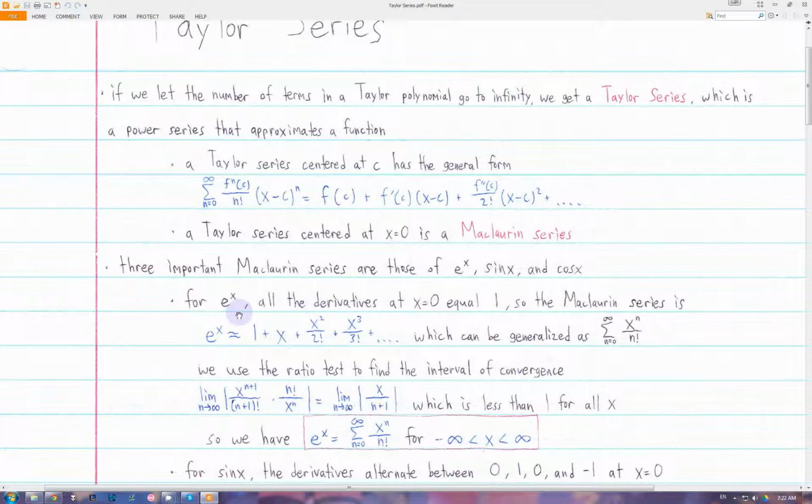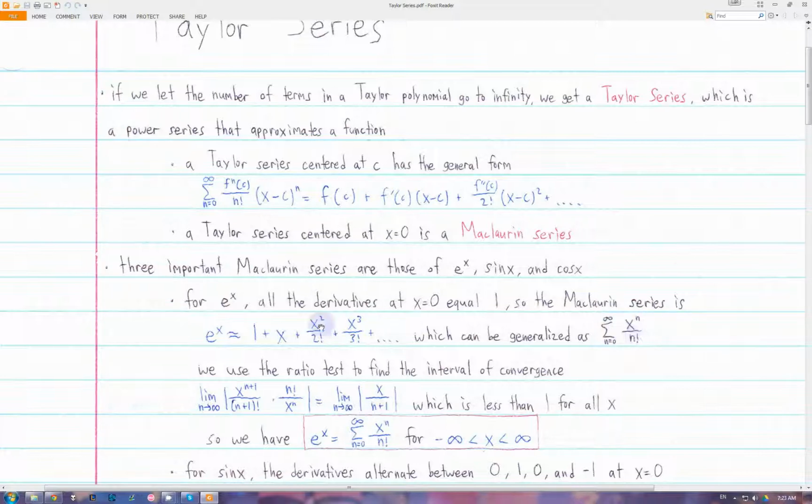So for e to the x, of course, all the derivatives are just e to the x too. And so at x equals 0, all of the derivatives are equal to 1. So the Maclaurin series is pretty simple. And we can find a general term as x to the n over n factorial, starting at n equals 0.